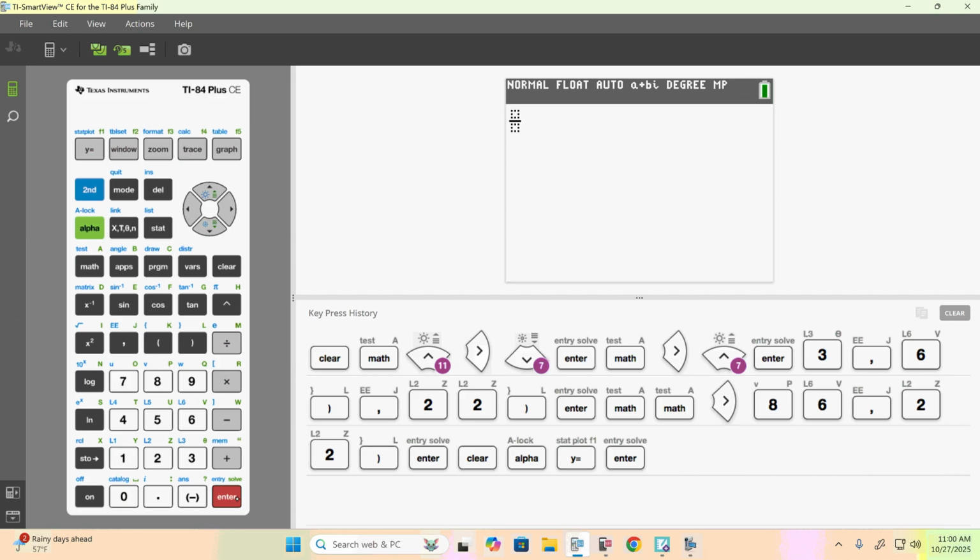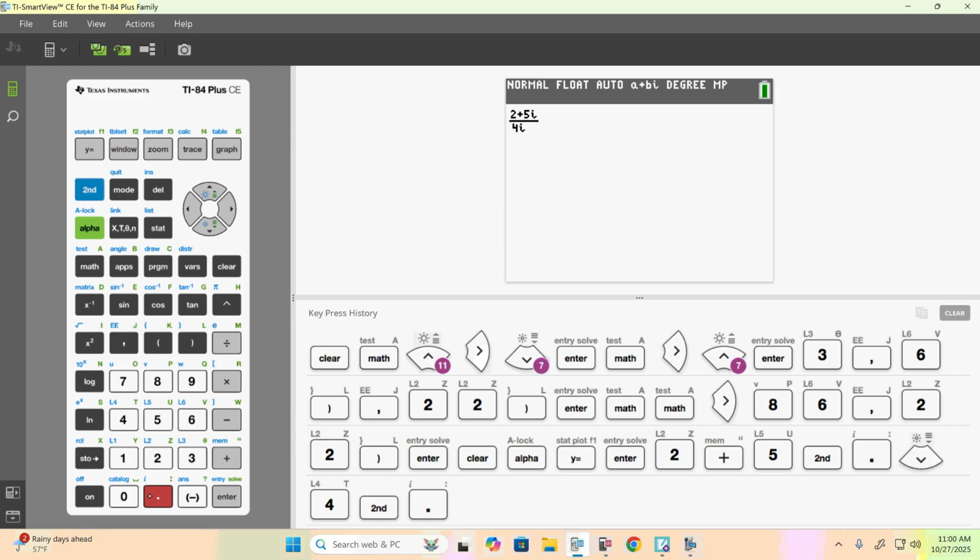On top, we have 2 plus 5i. So we'll do 2 plus 5. To get i, we're going to go second, decimal point. Over 4, second decimal. And once we type the whole thing in, we can hit enter.